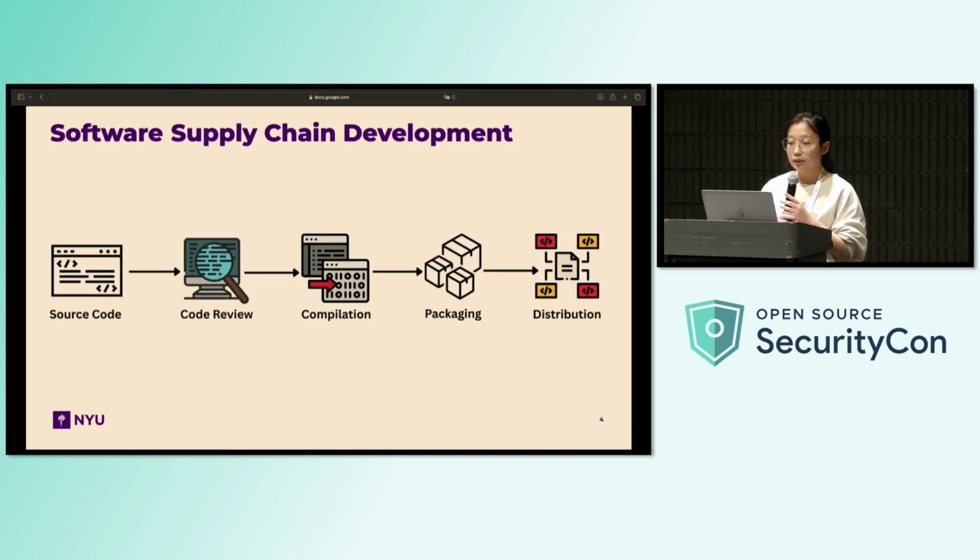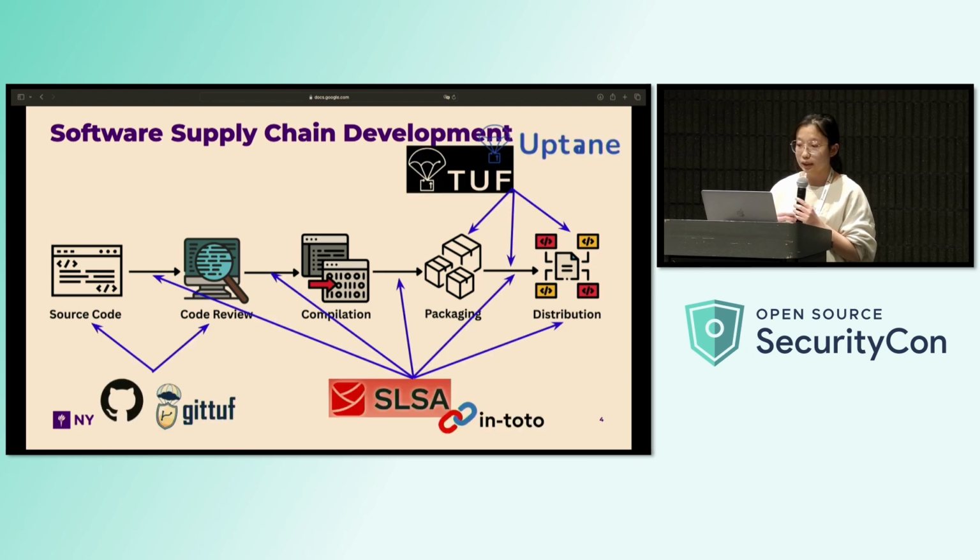The software supply chain has multiple stages. It starts from retrieving and reviewing the source code, then goes through the compilation, packaging, and the final distribution. Lots of efforts have been made to ensure the security of each individual step and the end-to-end supply chain security.